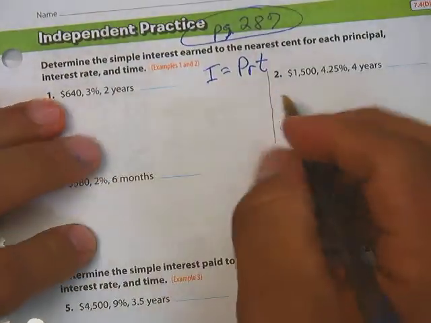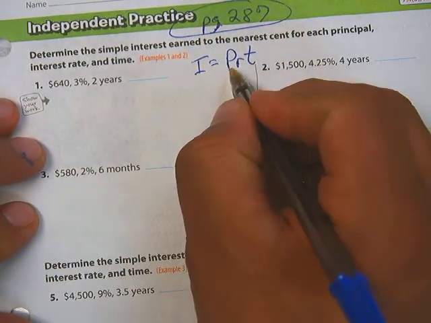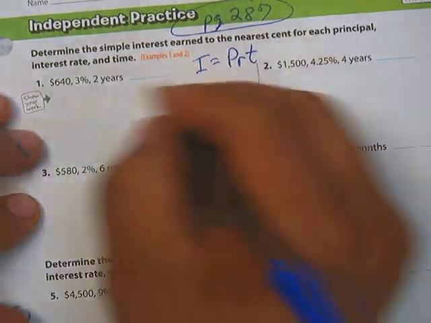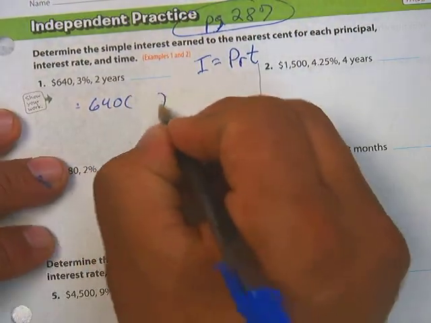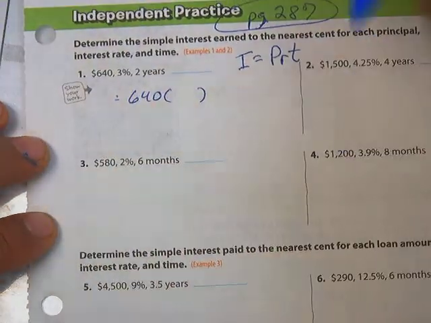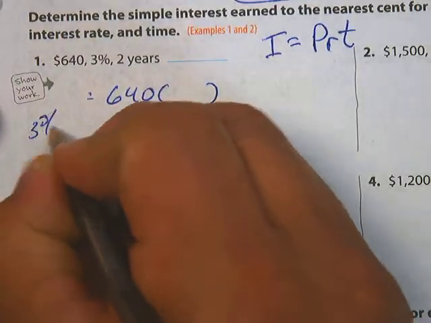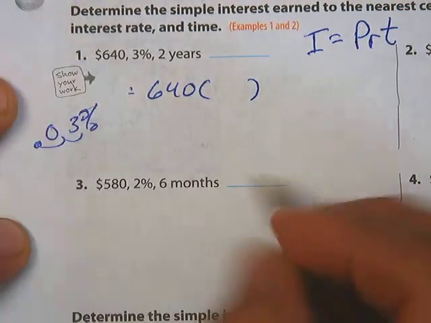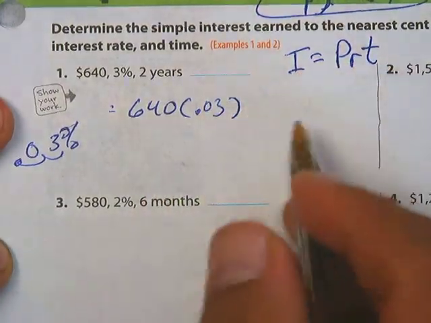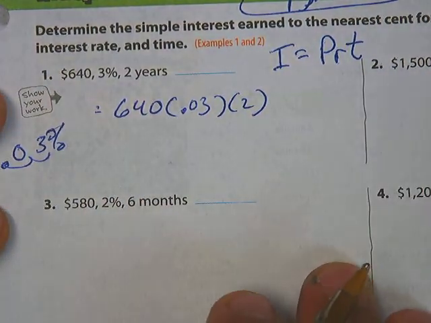Now, here, they're giving you everything. They just want you to set it up. When you see the letters together, it's multiplication. So it's just 640. Convert the 3% to a decimal. Okay, so you have 3% as a decimal. You move it 2 times to the left, 1, 2, and so you have 0.03. It's expressed in years, so then I'm just going to put a 2 there.